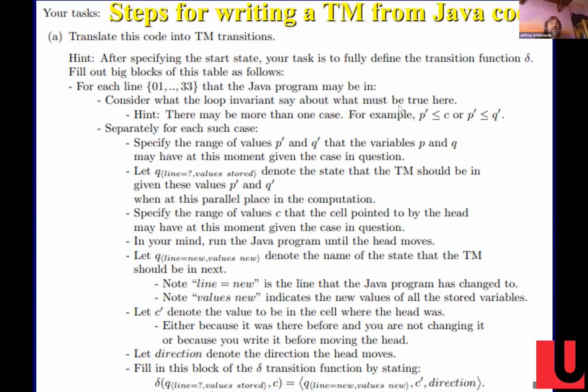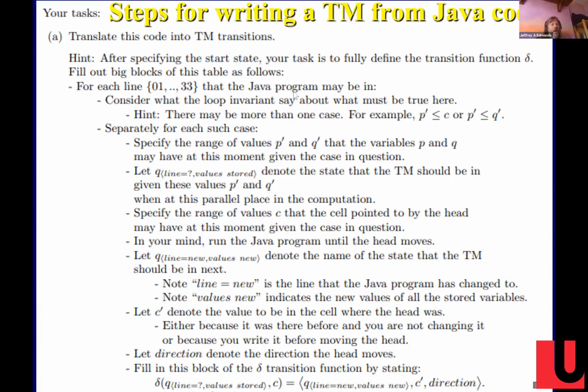But there aren't going to be that many cases. Maybe there's a case that this is less than this, or a case that it's bigger, and then maybe I'm looking at a blank, or maybe I'm looking at a character. There's never more than 2 cases, all right? So given a line of code, there are going to be at most 2 cases, and for each case we're going to build a block in our table, all right?